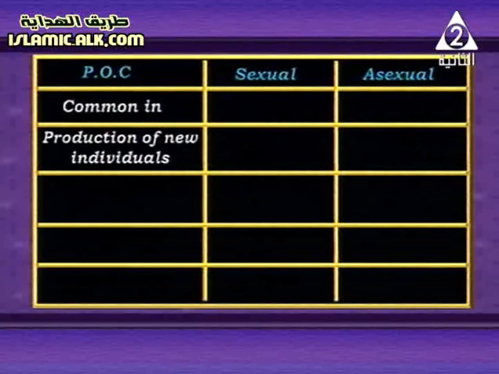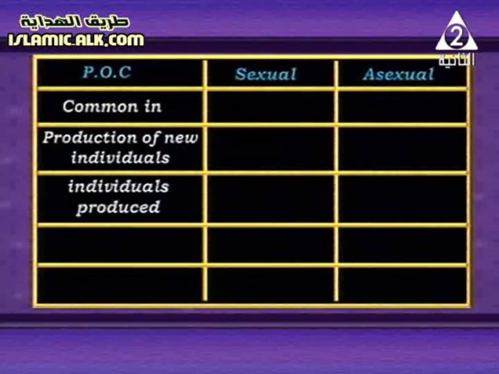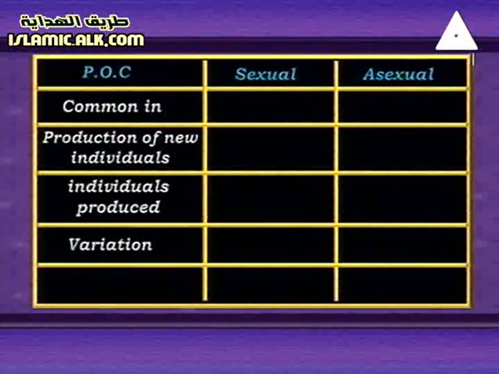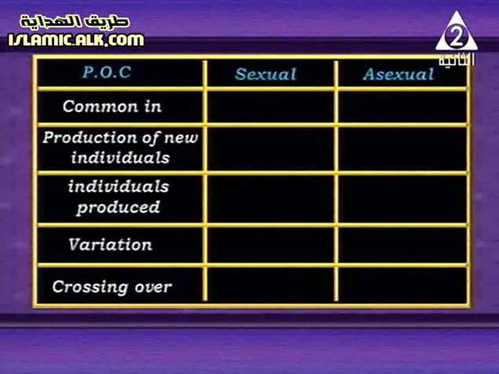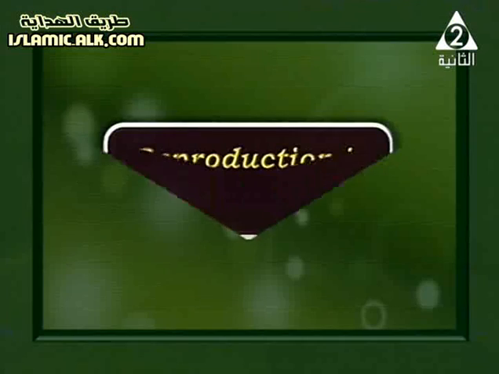Production of new individuals, which one of them produces much more progeny or offspring? The individuals produced, and also the variation that happens in sexual reproduction, because we need the crossing over phenomenon to take place in the sexual, while in asexual reproduction there is no variation, because there is no crossing over phenomenon, okay? And finally, the crossing over, does it happen here or not? And on the other side, that sexual reproduction.